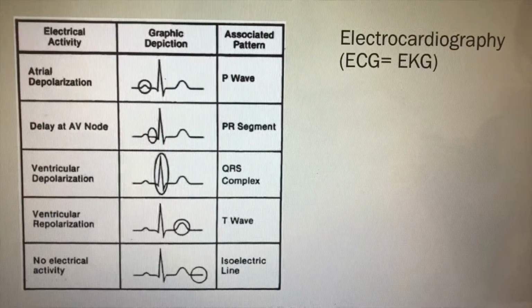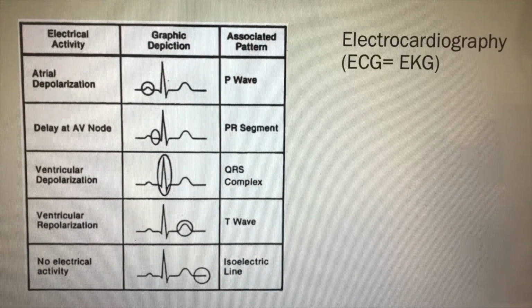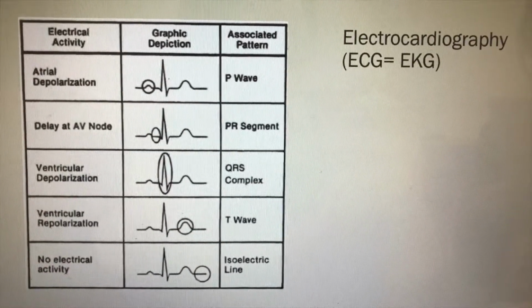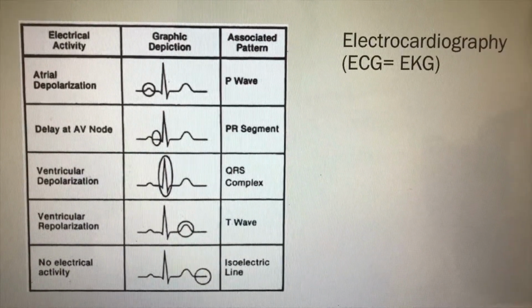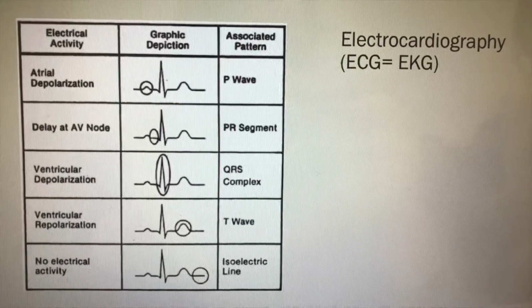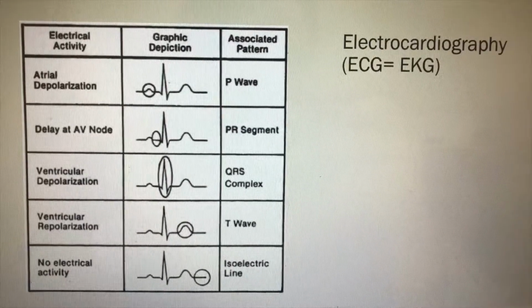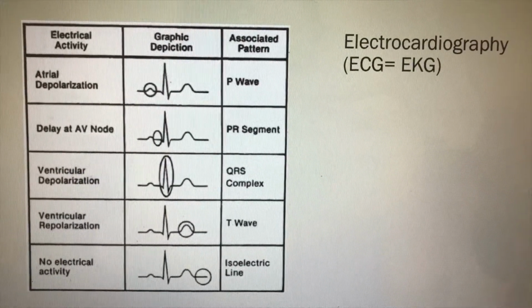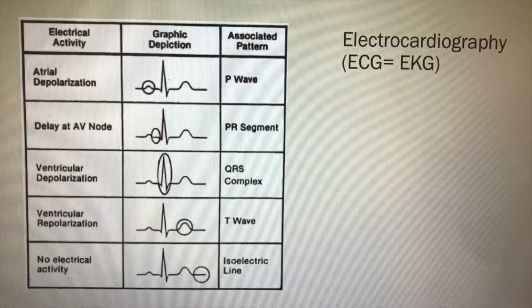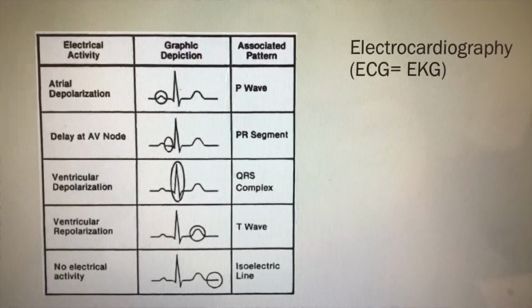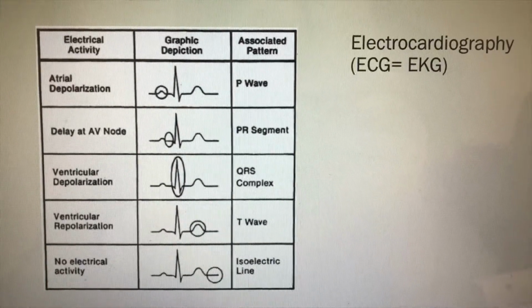The P wave represents atrial depolarization, the QRS complex represents ventricular depolarization, and the T wave represents ventricular repolarization. There are two main intervals in the electrocardiograph. The PQ interval marks the beginning of ventricular excitation, and the QT interval marks the beginning of ventricular depolarization through ventricular repolarization.